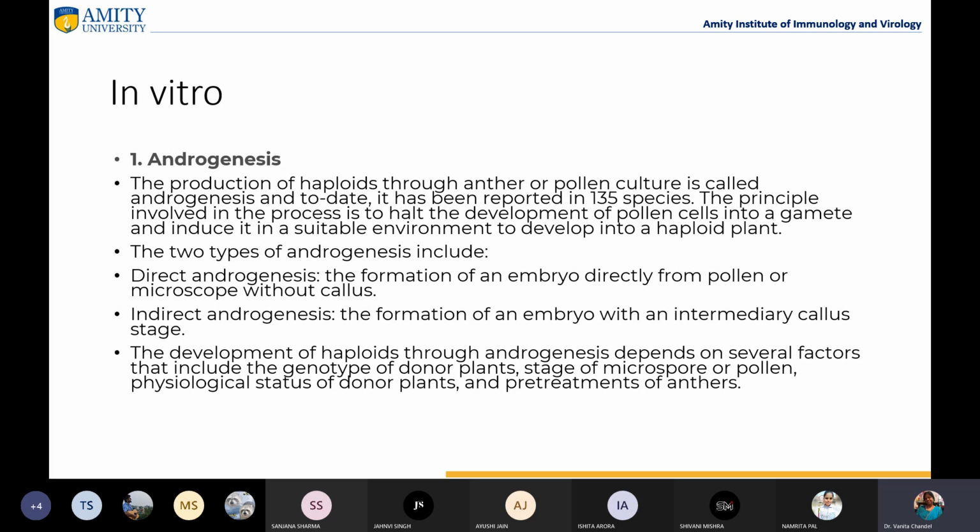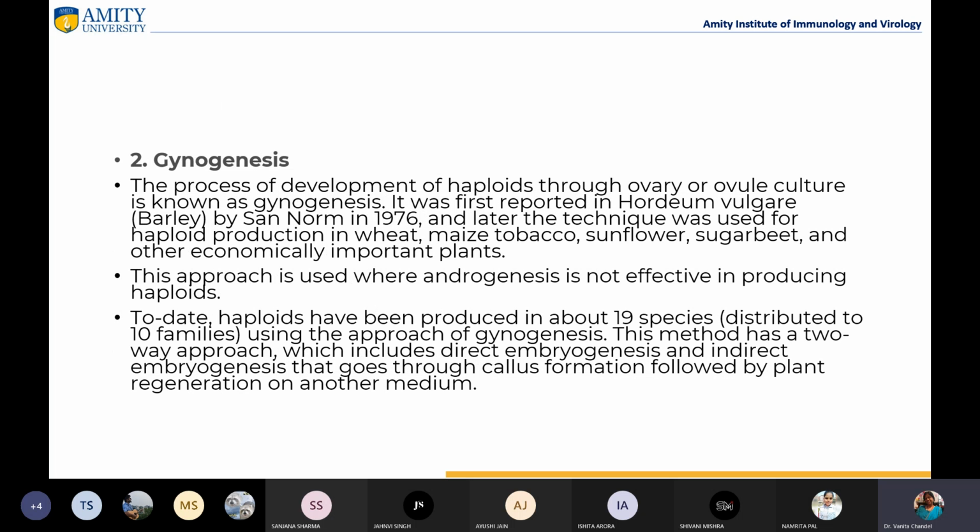Now, the development of haploids through this process depends upon several factors. Again, what kind of donor plant we are using, what is the stage of the microspore or pollen, what is the physiological status of the donor plant, and whether we are treating the anthers with some other chemicals or using some other methods. So all those conditions are taken into consideration.